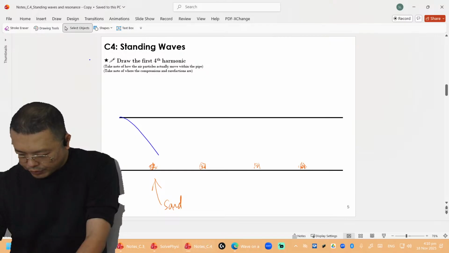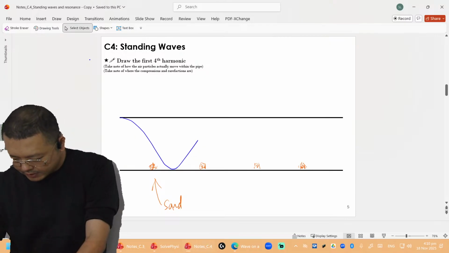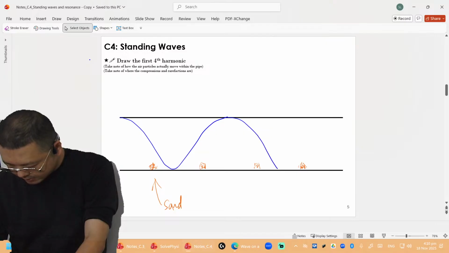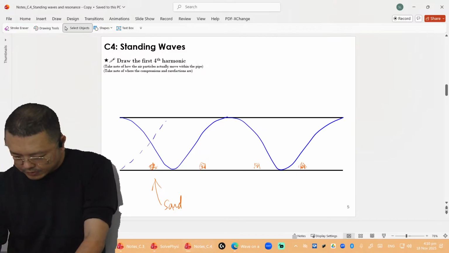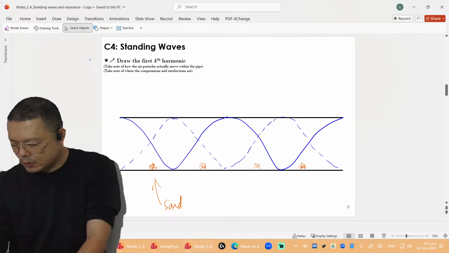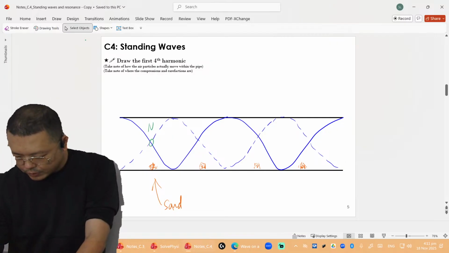So if you draw your fourth harmonic, which is one wave here, like this, and another wave here, like that, then the sand piles will represent the nodes. Wherever you cross, this is where the nodes are at. So these are nodes here, like this.